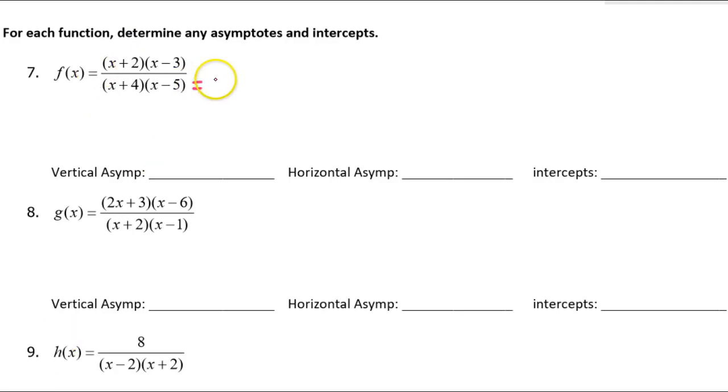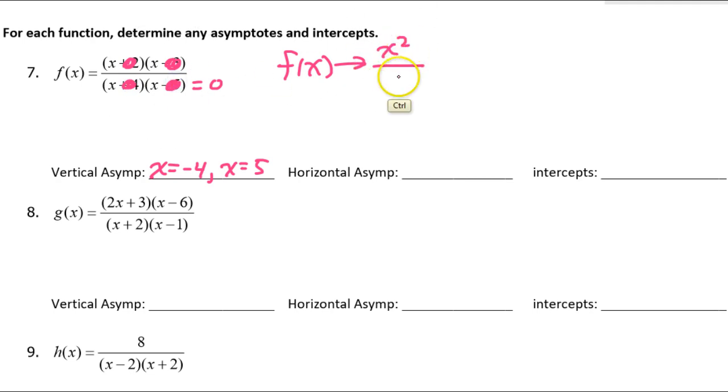All right, again, the vertical asymptotes come from the denominator. So I'm going to have x equals -4 and x equals 5. Those are my vertical asymptotes. My horizontal asymptotes will come from the end behavior. So as x gets bigger and bigger, the 2 and the -3 and the 4 and the -5 will become insignificant. So the function will approach x squared over x squared, which equals 1. So the horizontal asymptote is y equals 1.